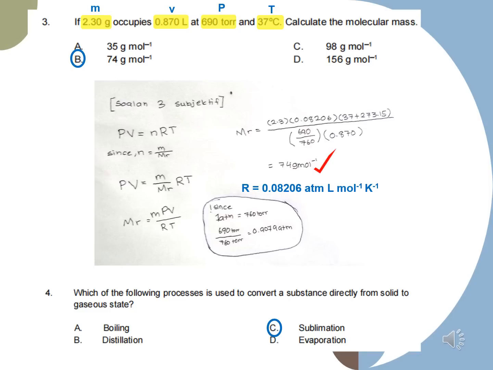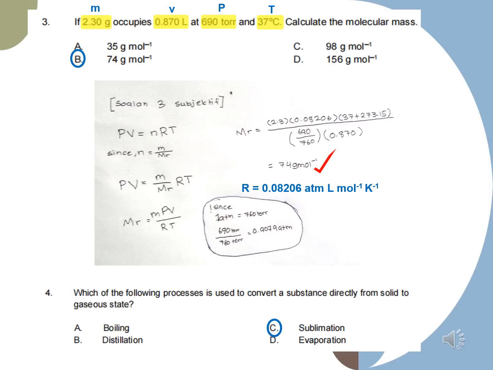Okay, let's move to question number 3. It's stated that if 2.3 gram occupies 0.87 liter at 690 torr and 37 degrees Celsius, calculate the molecular mass. So this question wants you to calculate the molecular mass. You have to extract the information given: we have mass m, volume, pressure, and temperature. What you have to do is match it with the formula.